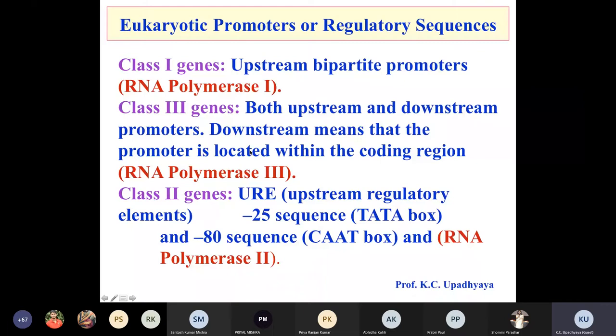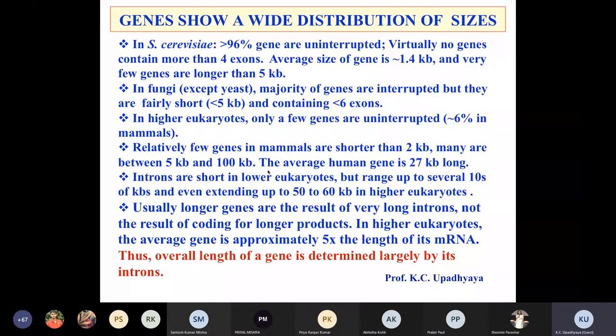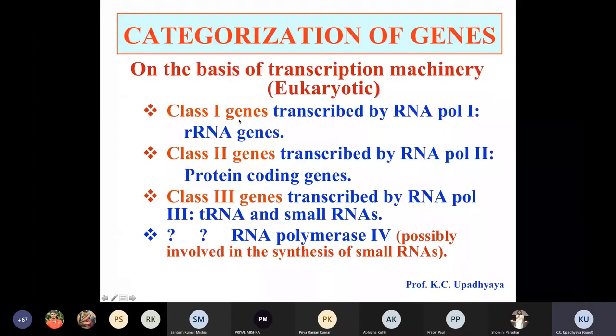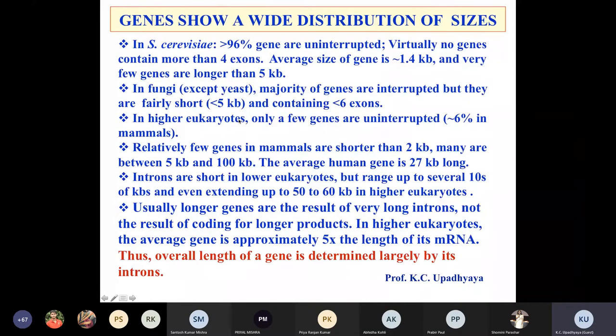Genes show different sizes, of course, this is what we are talking about. We are not talking about the prokaryotic systems, we are talking about the eukaryotic systems. As the complexity of the system increases, the number of split genes also increases. In the yeast, for example, Saccharomyces cerevisiae, 96% of genes are uninterrupted. Virtually no genes contain more than 4 exons. Average size is less than 1.4 kb, very small genes. And only a few genes are longer than 5 kb. As we progress further in fungi, except yeast, the majority of genes are interrupted, but they are fairly short, less than 5 kb, and contain fewer than 6 exons.